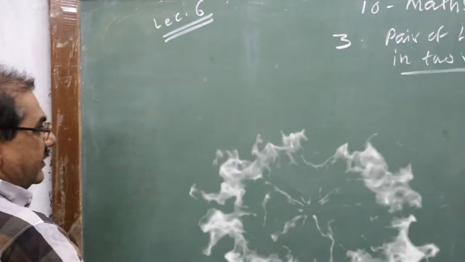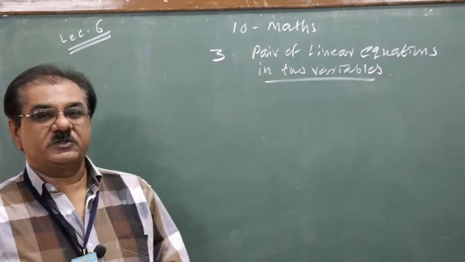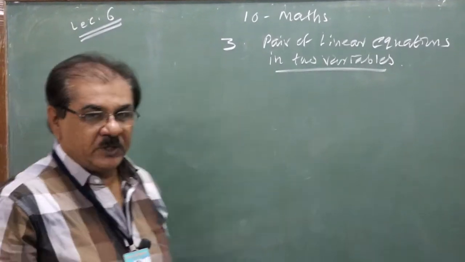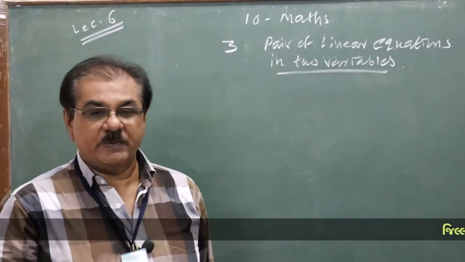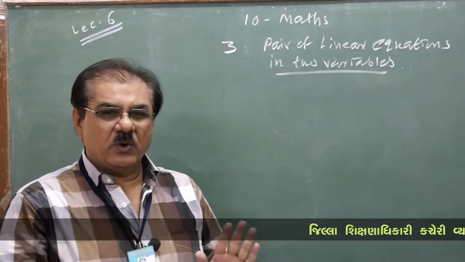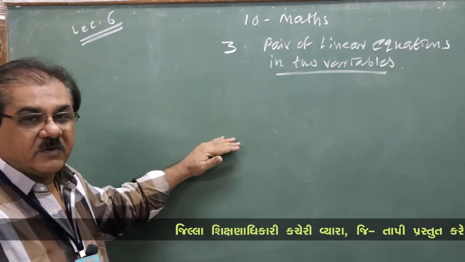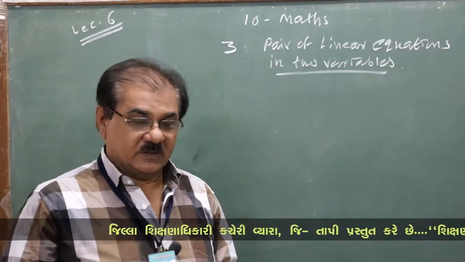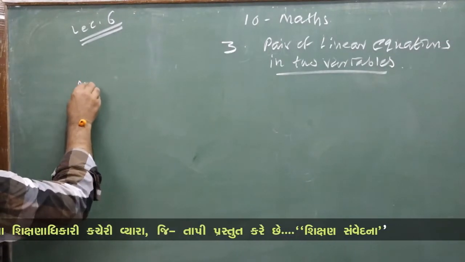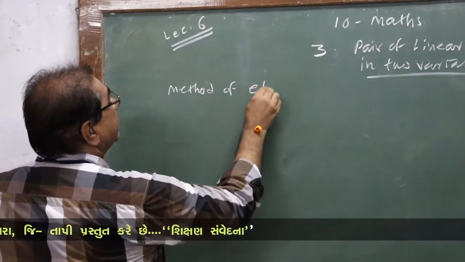In this chapter, we have studied how to solve the paired equation. Up till now we have studied two methods. Number 1, graphical. As I have told you, graphs are not asked to be drawn in the board examination. So graphs are only to know how to draw them, otherwise it is not a problem. And the second method we studied was the method of substitution. Today we are going to study the third, new method, that is the method of elimination.